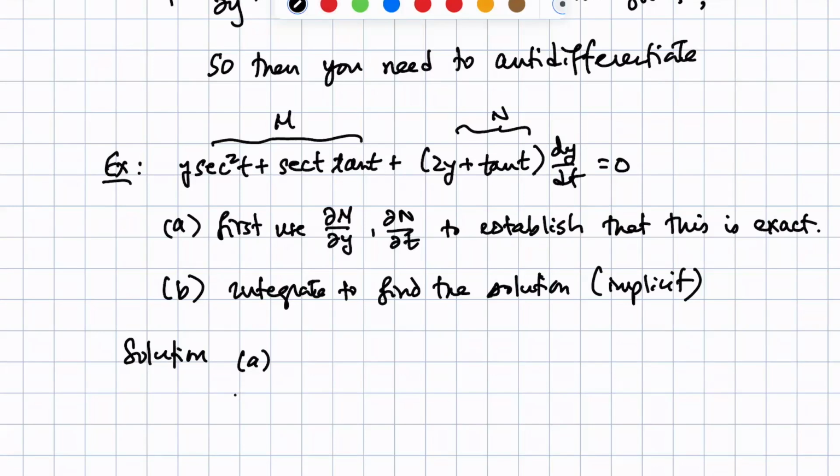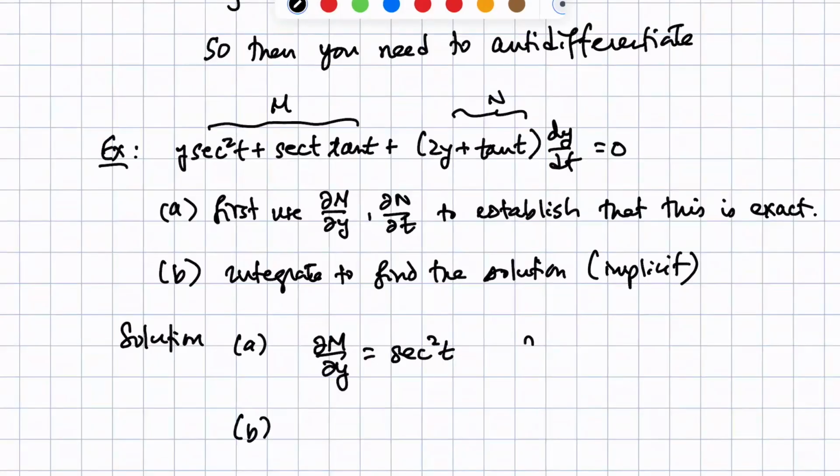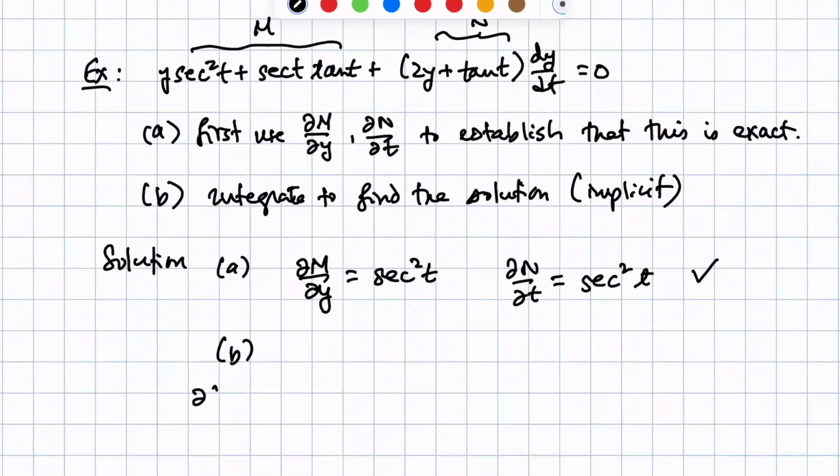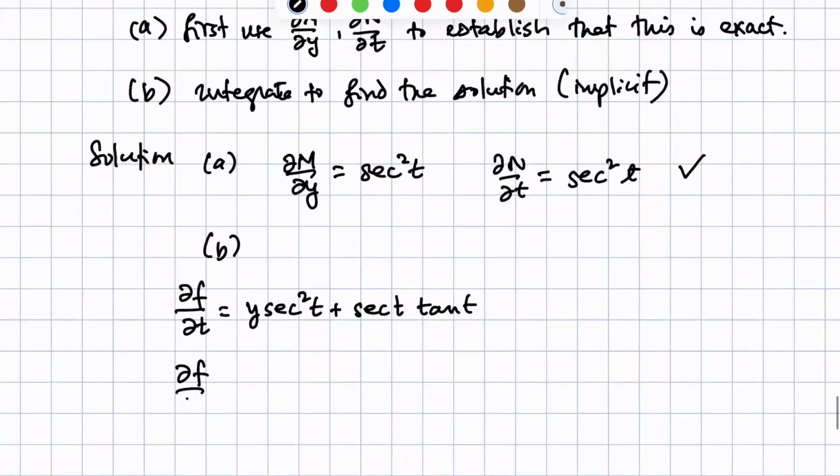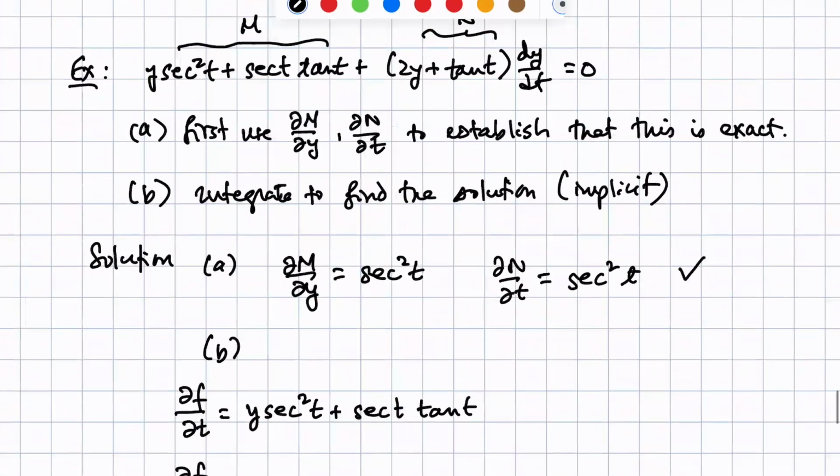So let's do dM/dy. dM/dy is secant squared t, and then this becomes 0. And then dN/dt is just the derivative of tangent t, which is secant squared t. So it is exact. That means I need to be able to find an f whose partial with respect to t is y secant squared t plus secant t tangent t, and simultaneously whose partial with respect to y is equal to 2y plus tangent of t.